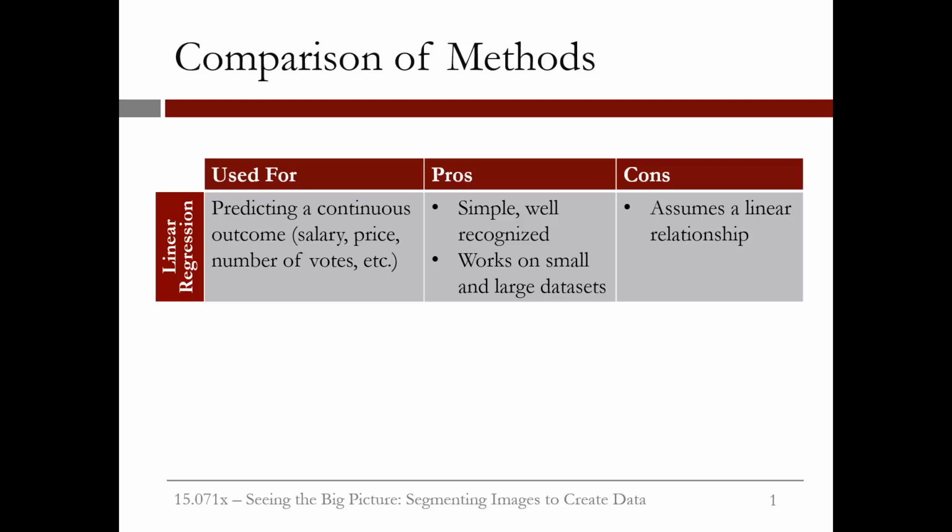Linear regression is used to predict a continuous outcome. We have seen it applied to predict life expectancy, temperature, breast cancer survival, and flu trends. Linear regression is simple and commonly used, and it works on small and large data sets. The downside is that it assumes a linear relationship. If we have a nonlinear relationship, we need to add variables to our analysis.